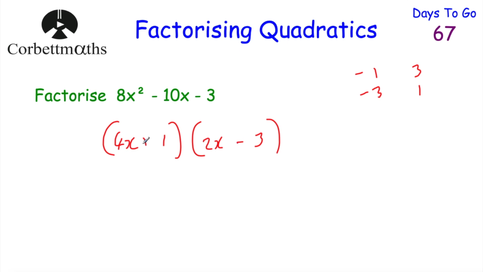Let's see. Okay, so 4x times 2x is 8x squared, fantastic. 4x times minus 3 would be minus 12x. 1 times 2x is 2x, minus 12x plus 2x is minus 10x, and 1 times minus 3 would be minus 3. And that's it. So we've factorized that quadratic. Excellent. Okay, now using the split in the middle technique.